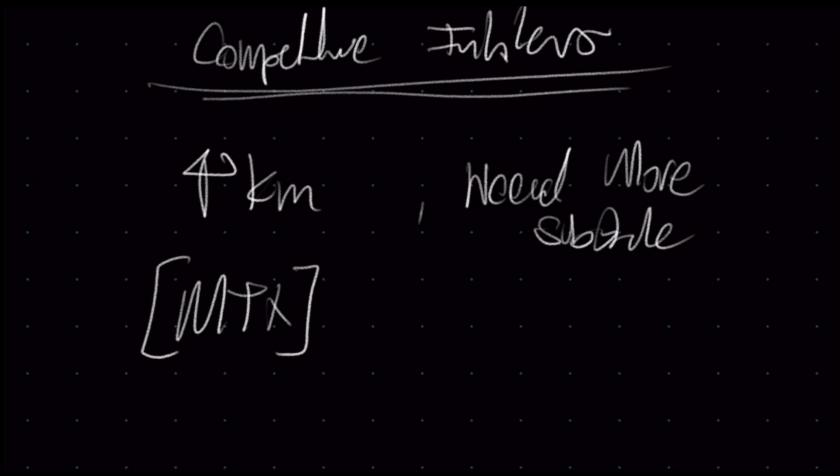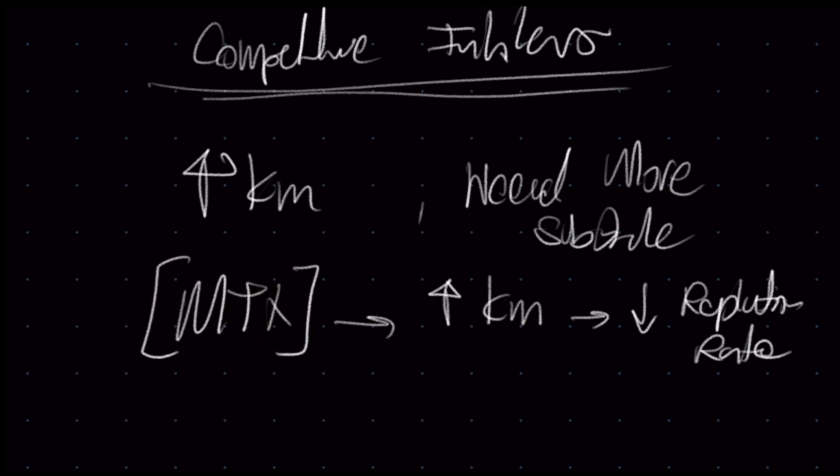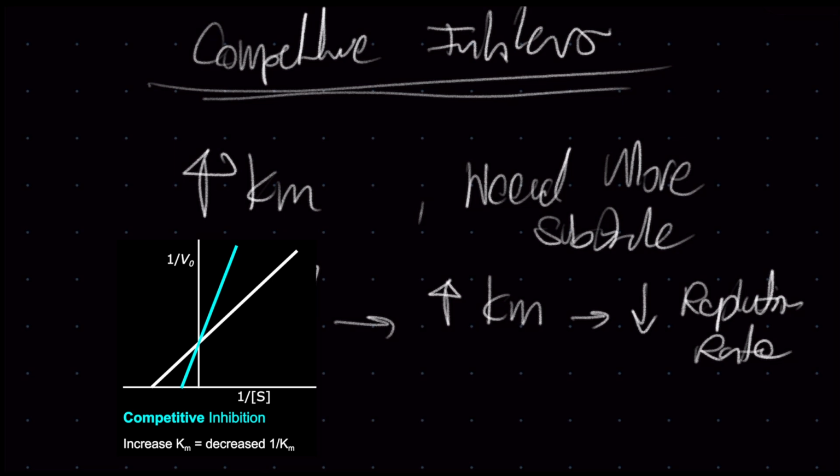Clinical case. Methotrexate is a competitive inhibitor of dihydrofolate reductase, an enzyme involved in DNA synthesis. By raising Km, methotrexate slows down DNA replication, which is beneficial in treating cancer by targeting rapidly dividing cells. The Lineweaver-Burk plot for methotrexate shows increased Km, closer x-intercept, reflecting this competitive inhibition.